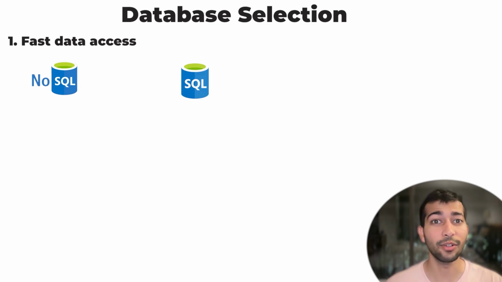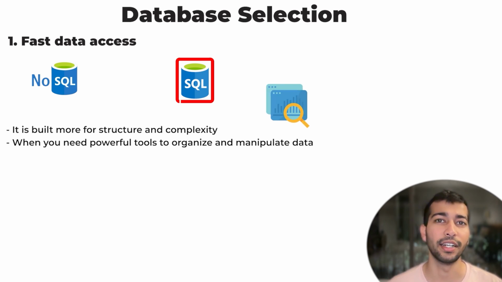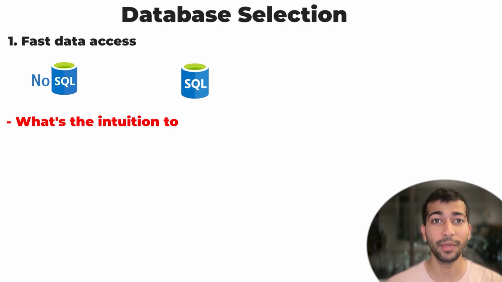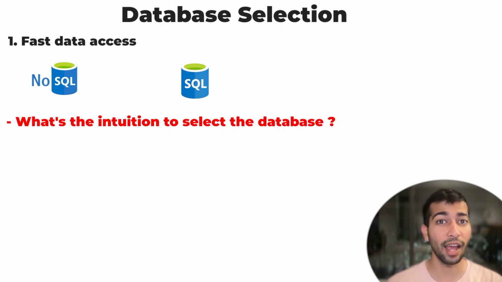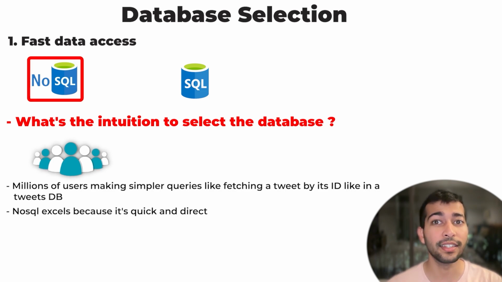Now, talking about SQL, it is built more for structure and complexity. SQL shines when you need powerful tools to organize and manipulate data. So what's the intuition behind selecting a database? If your app has millions of users making simpler queries, like fetching a tweet by its ID, like in a TweetsDB, NoSQL excels because it's quick and direct.